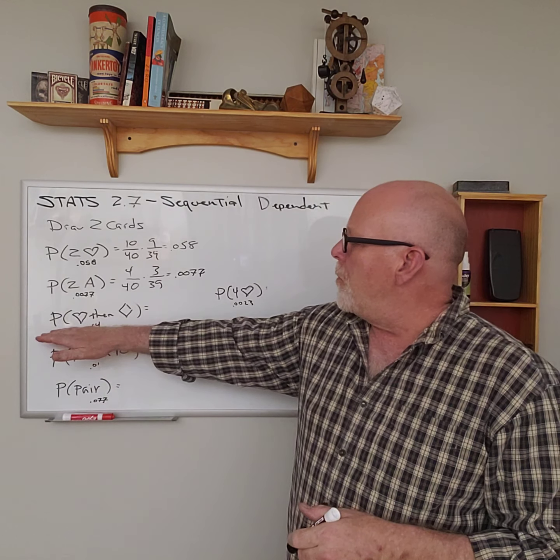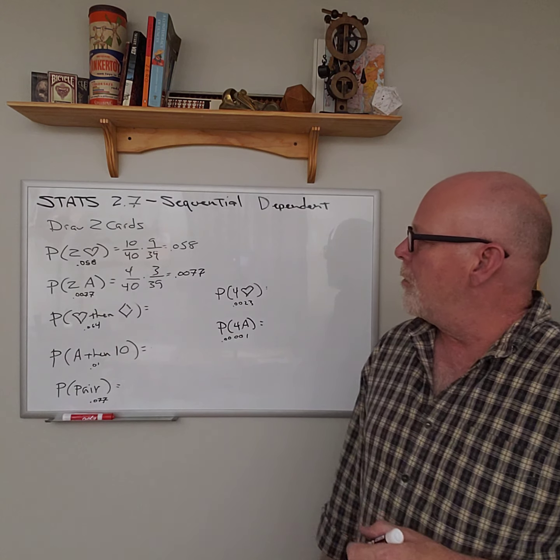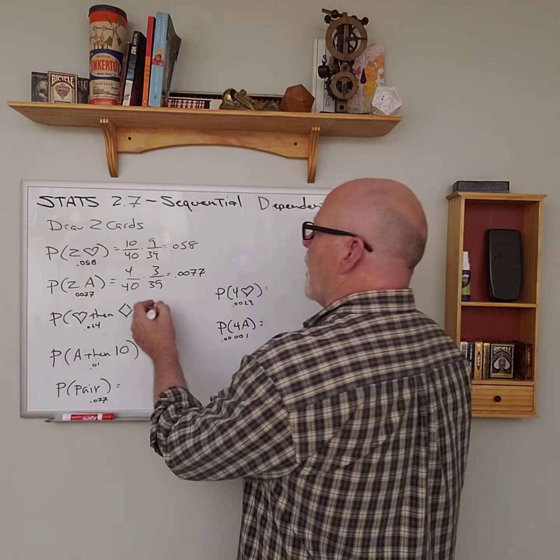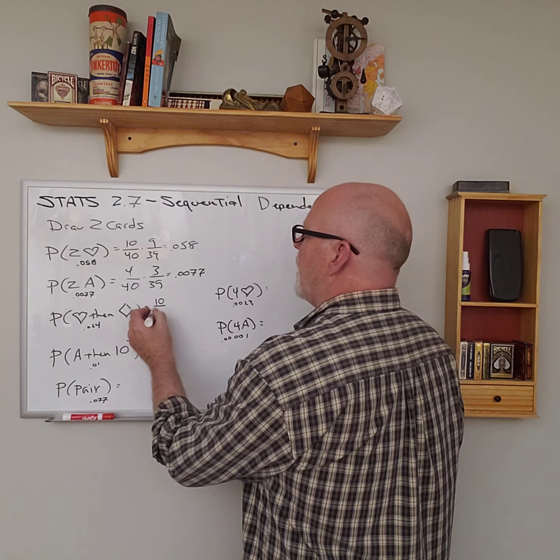Okay, how about probability of a heart and then a diamond? Well, on the first draw, 10 hearts out of 40 cards.